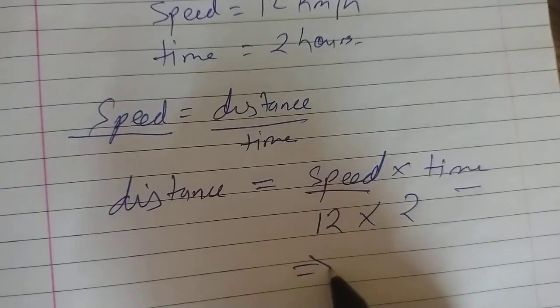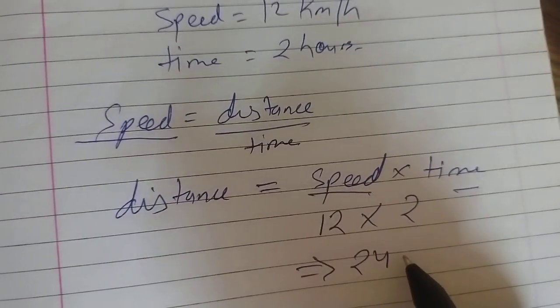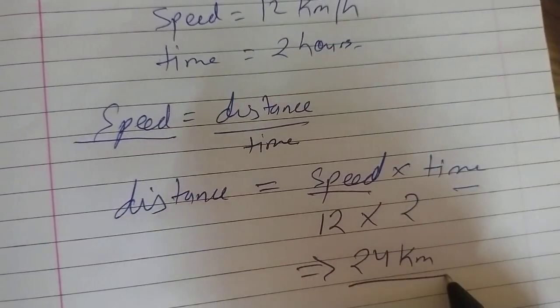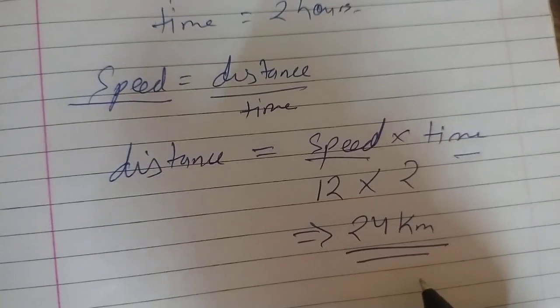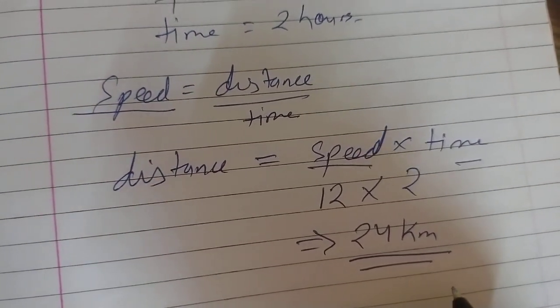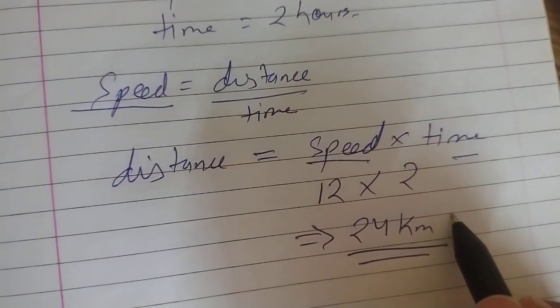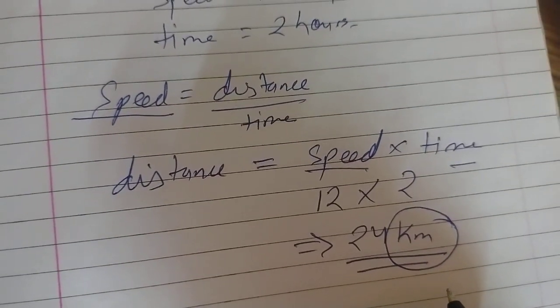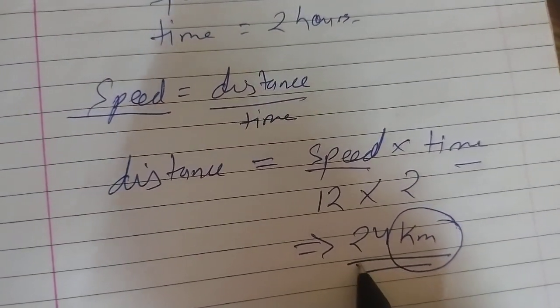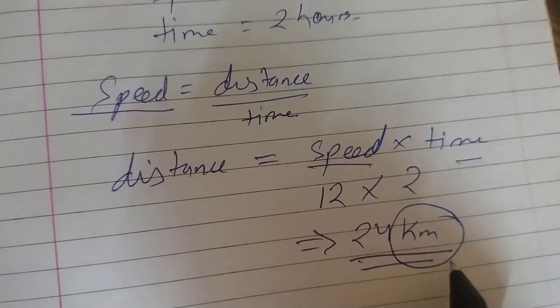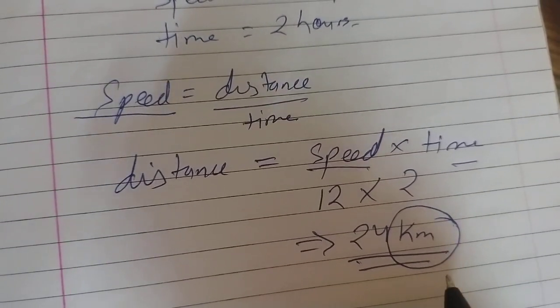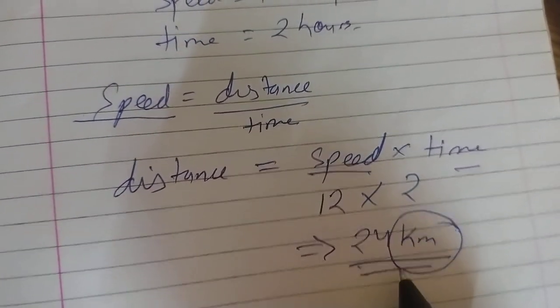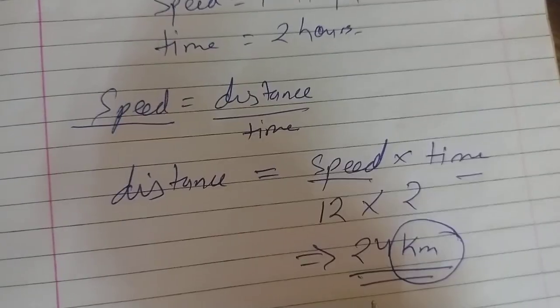After calculating, we'll get 24 kilometers, which will be your answer. One thing I want to make clear in this video: if you have not written the unit, your marks will be deducted even if your answer is correct. Unit is a must, you have to write it down. So if you got this one also correct, you can comment it down.